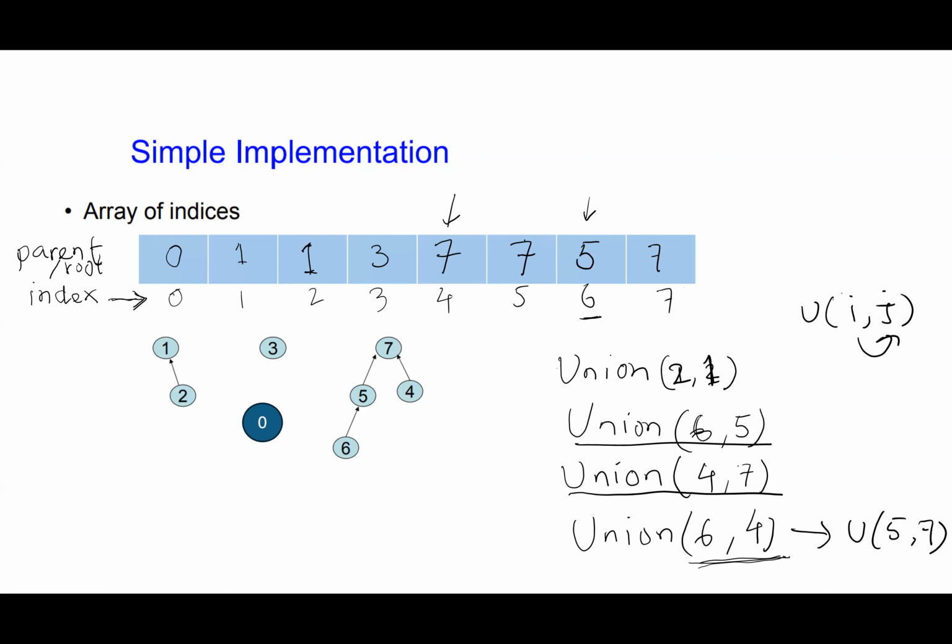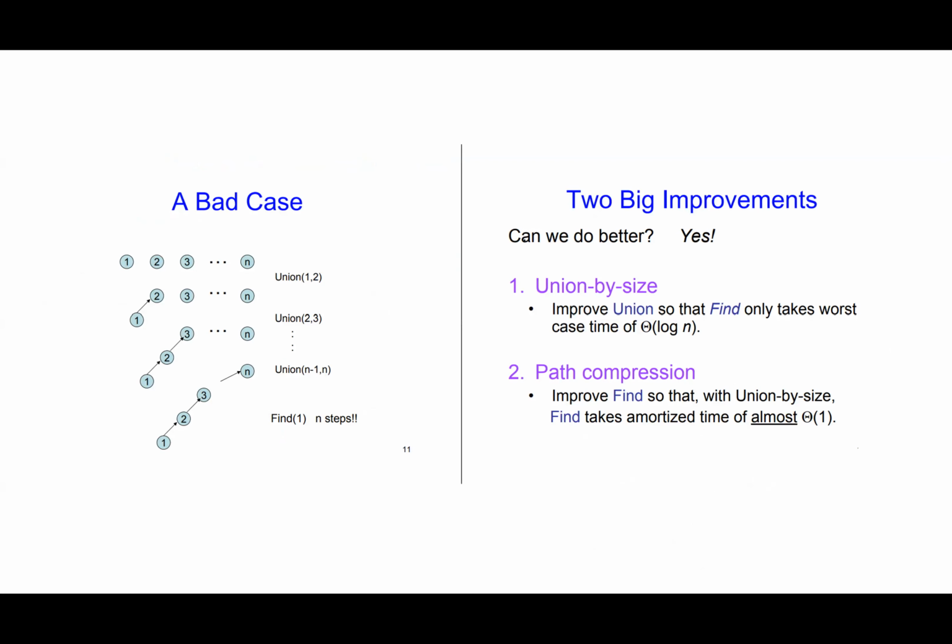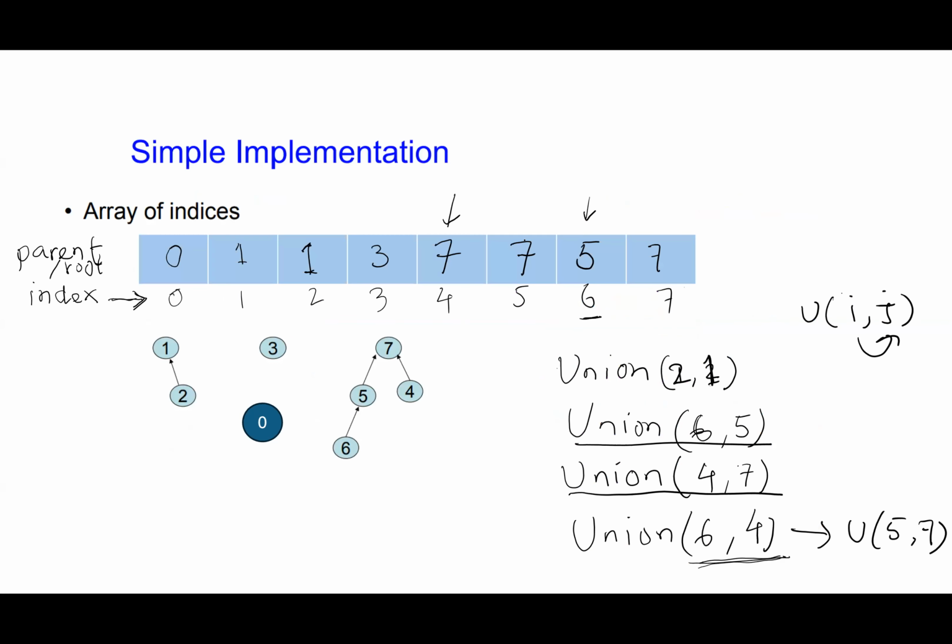So using an array of indices, we can easily represent a tree representation of disjoint sets. Okay, now here is a bad case. So what is a bad case?